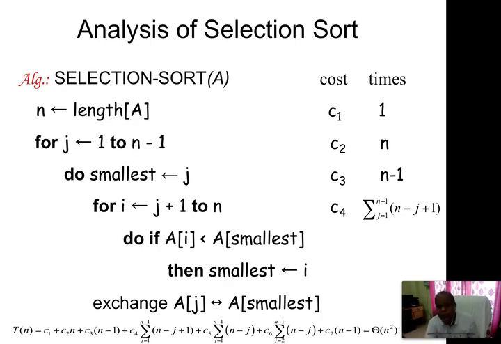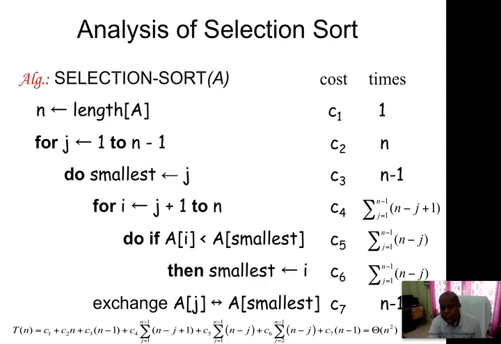Now similarly, j will be from 1 to n minus 1, hence your running will be summation of n minus j plus 1, j is equal to 1 to n minus 1. For the next one, it is C5, it will run just 1 less than the previous one, hence it is n minus j, j from 1 to n minus 1. In the last one, it is also the same. In the next one, it is outside the inside for loop, hence it is C7 into n minus 1.